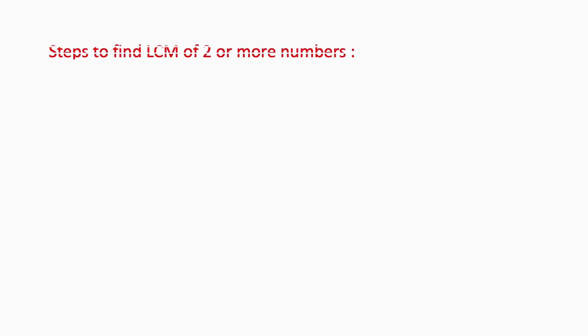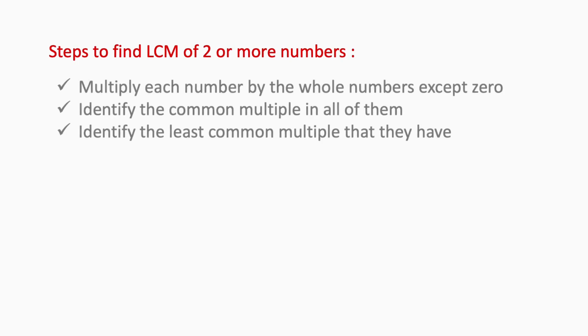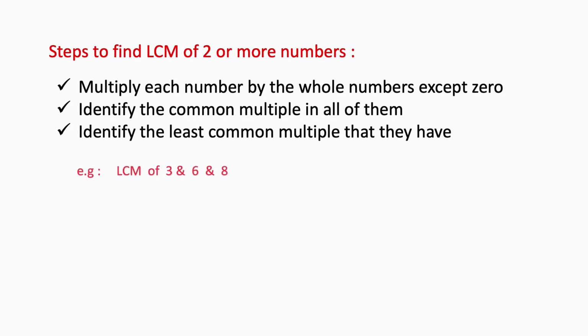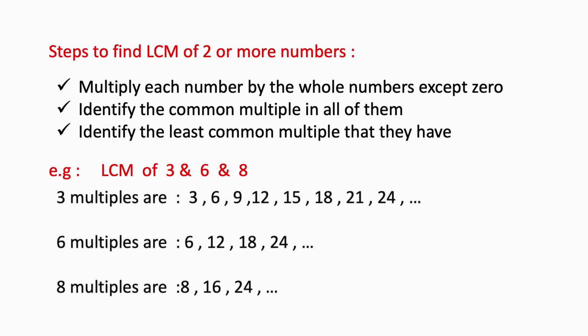The steps to find the LCM of 2 or more numbers are 1. Multiply each number by whole numbers except 0. 2. Identify the common multiple in all of them. And 3. Identify the least common multiple that they have in common. In this example, you can see these steps in play to find the LCM of 3, 6, and 8, which is 24.